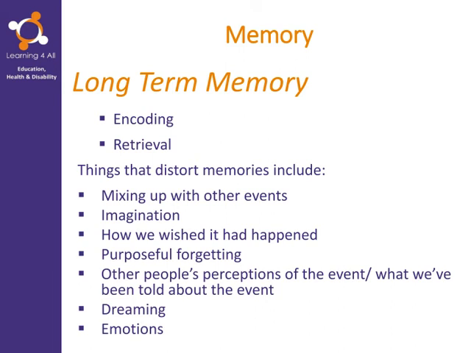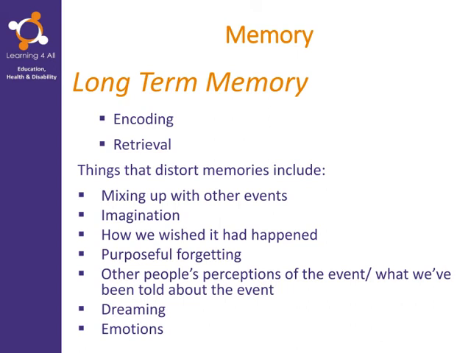Dreaming happens in a similar way to imagination. We can dream something and not be able to identify that in our brain as being a memory rather than a dream. And emotions are very impactful on distortions. The more dysregulated our emotions are, the less we can trust the memory of that event, in both encoding the event and the emotional state we have when we're retrieving the event.